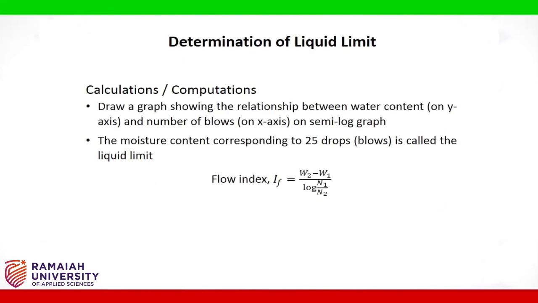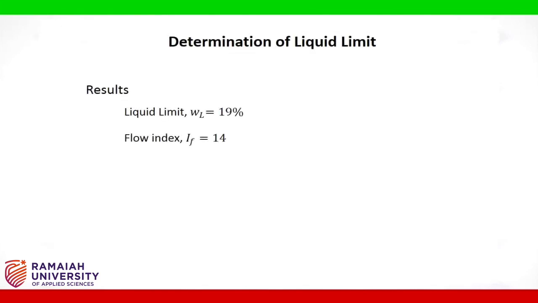Calculations and computations. Draw a graph showing the relationship between water content on y-axis and number of blows on x-axis on semi-log graph. The moisture content corresponding to 25 drops, that is blows, is called the liquid limit. Flow index IF is given by (W2 minus W1) divided by log (N1 by N2). The results of liquid limit WL and flow index IF are presented.